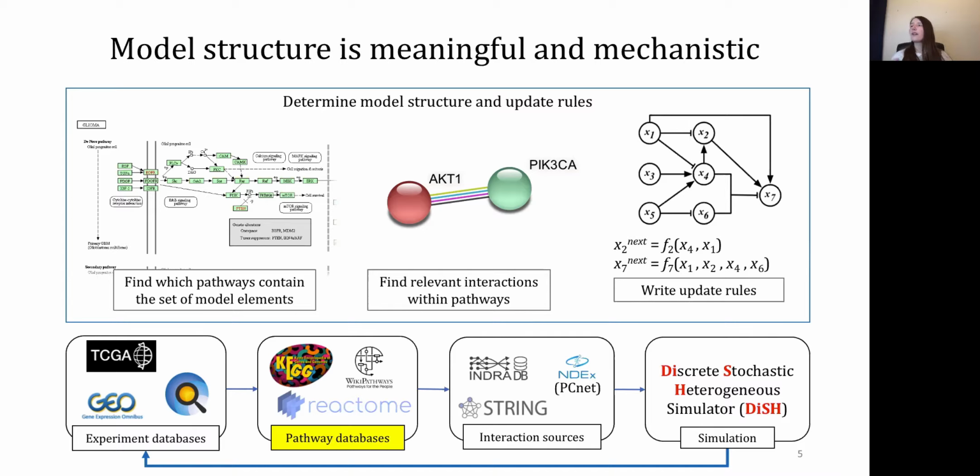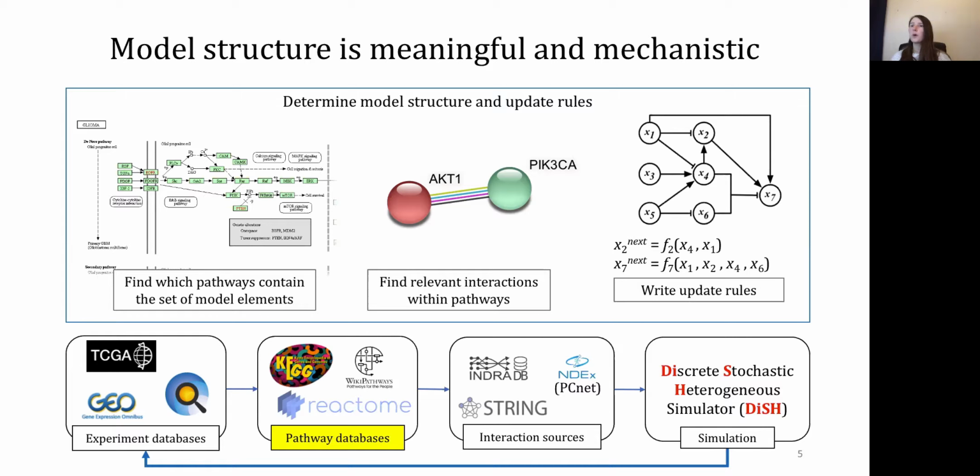And so once we've identified direct interactions between our model nodes, we then are able to write update rules. This is for a discrete model. So we show a toy discrete model in the upper right-hand side. The nodes are model elements and the edges are interactions between them. We show both negative and positive interactions where the activity of the downstream element is either inhibited or activated. And we show two sample update rules below for two of our model elements.